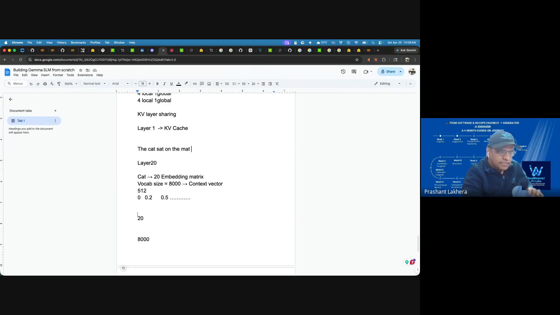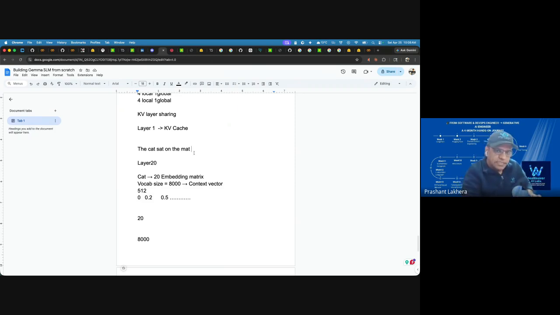But the embedding matrix has no idea about its neighboring words. Cat has no idea about the. The cat has no idea about sat. Cat has no idea about on, the, or mat. So right now, this embedding matrix has no idea about its neighboring tokens.